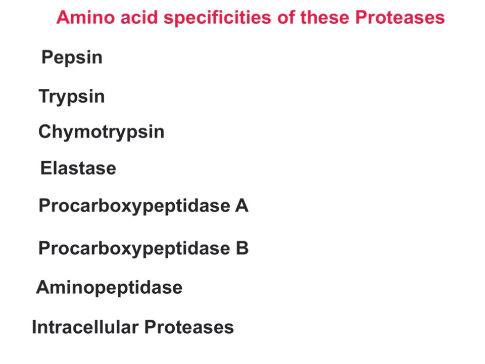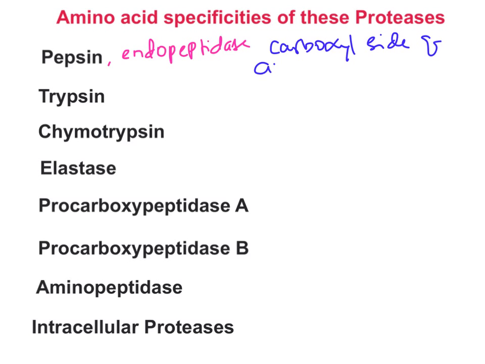Now let's see the amino acid specificities of these active proteases. The active protease pepsin, which is in the stomach, is an endopeptidase. Pepsin is an endopeptidase, and the specificity of pepsin is that it acts on the carboxyl side of aromatic and acidic amino acids.